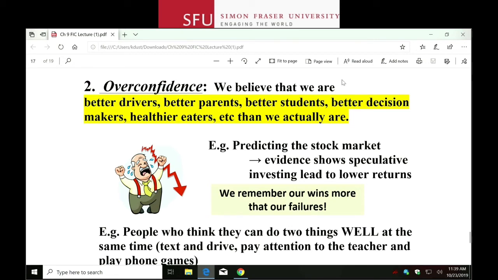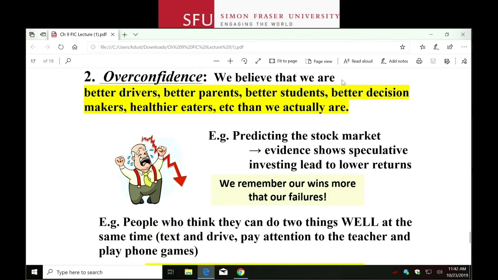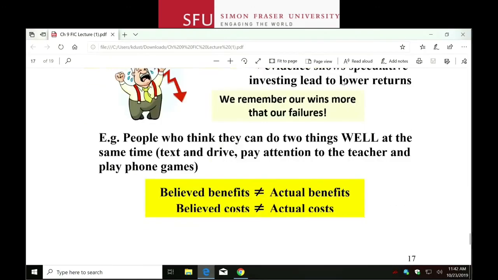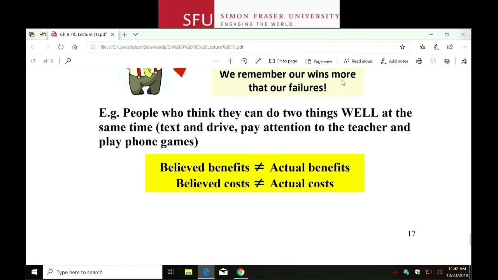Pay attention to the teacher and play phone games at the same time. Not that you guys ever do that, I know, but if you did, it's because you could, I'm sure, pay attention to both at the same time. All right, so what's happening here is that what we believe to be the costs and benefits of the situation are not the actual costs and benefits of the situation.